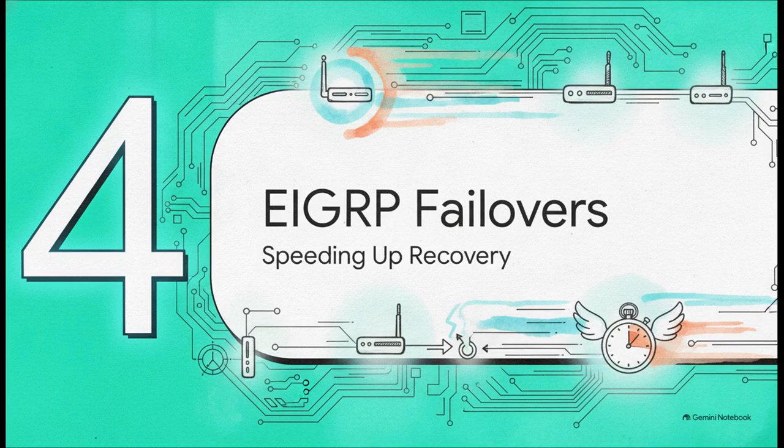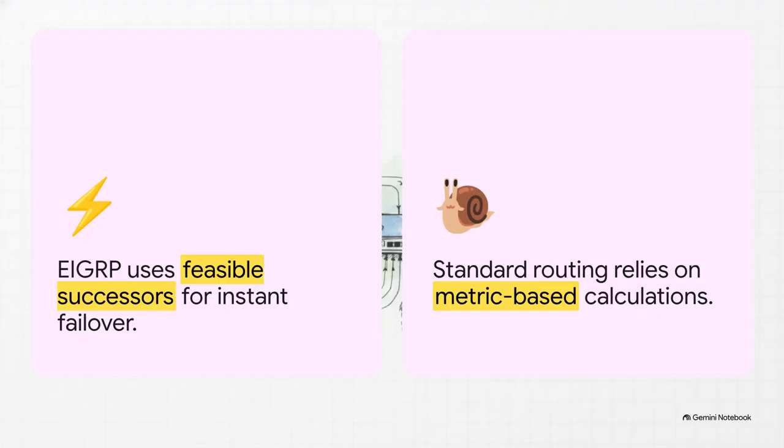Section 4, EIGRP and fast failovers, speeding up recovery. Now, OSPF is great, for sure, but EIGRP brings a totally different kind of speed to the table. Standard routing protocols often rely on metric-based calculations, which can take some real time to converge when a link goes down. But EIGRP uses the DUAL algorithm, which pre-calculates backup paths called feasible successors.